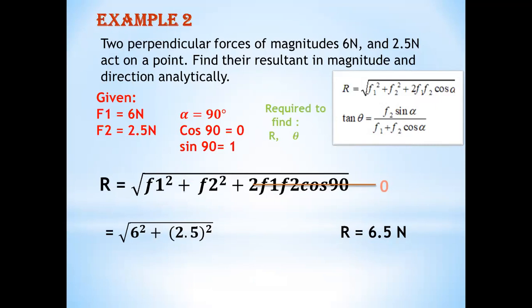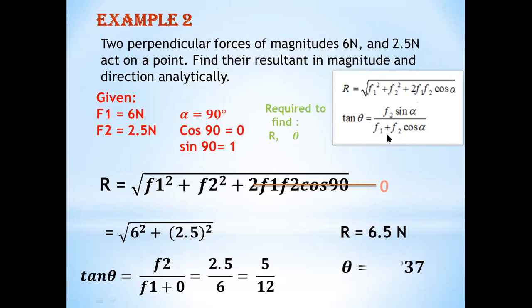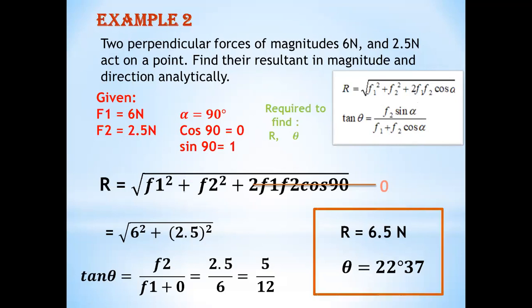Then I'm going to find tan theta. Here I have sine alpha equal to 1, which is sine 90, and cosine alpha equal to 0. So the tan rule will be F2 over F1 plus 0. So it's F2 over F1, which is 2.5 over 6. And from it, I can find that theta equals 22 degrees and 37 minutes. So this is the magnitude and direction of my resultant force.